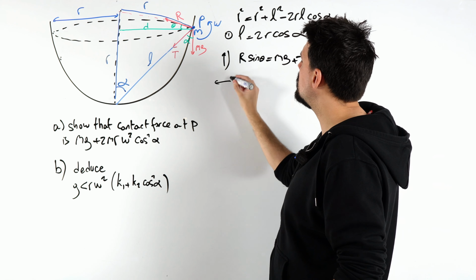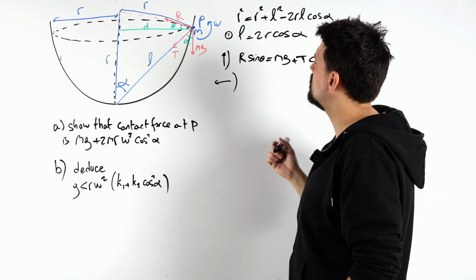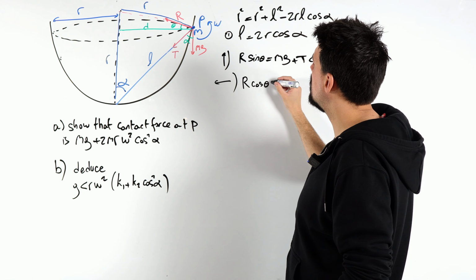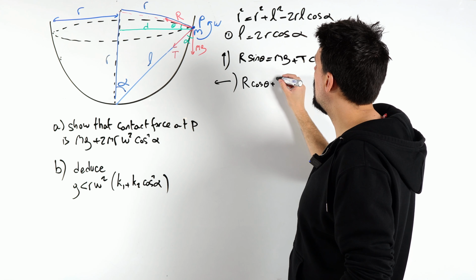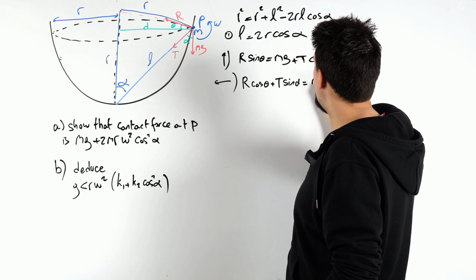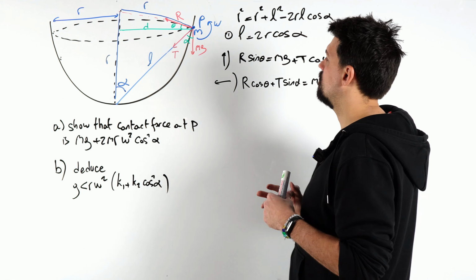And then our forces going towards the center. What forces are going towards the center of my circular motion? I've got an R cos theta, and I've got a T sine alpha. That is m D omega squared.